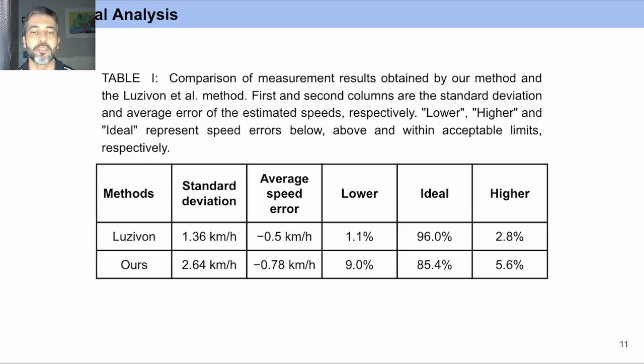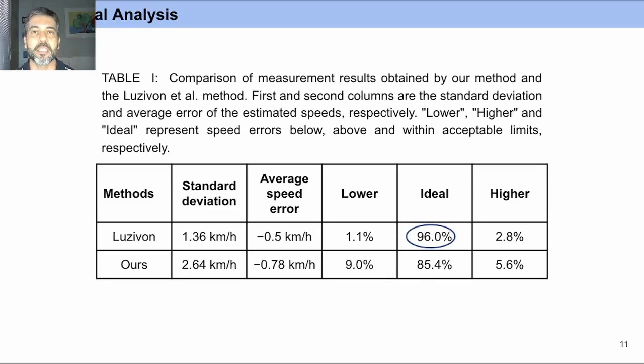Our system uses a regressor that has been fully trained with synthetic data. It managed to achieve a relative precision in our estimation, reaching an average error of minus 0.778 km per hour and a standard deviation of 2.64 km per hour, with maximal nominal errors between minus 29.81 km per hour and 22.27 km per hour.